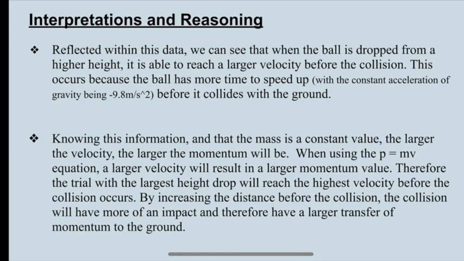In terms of interpreting that data, we can see that when the ball is dropped from a higher height, it's able to reach a larger velocity before the collision. This occurs because the ball has more time to speed up due to the constant acceleration of gravity, negative 9.8 meters per second squared, before it collides with the ground. Knowing that the mass is a constant value, the larger the velocity, the larger the momentum will be. So the trial with the largest height drop, trial 4, will reach the highest velocity before the collision occurs. Thus, increasing the distance before the collision will have more of an impact and therefore a larger transfer of momentum to the ground.